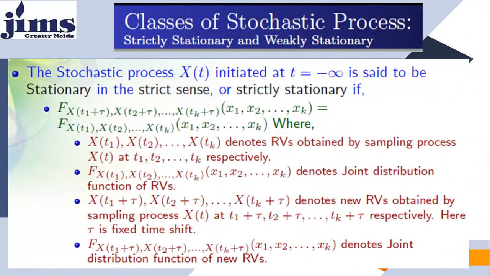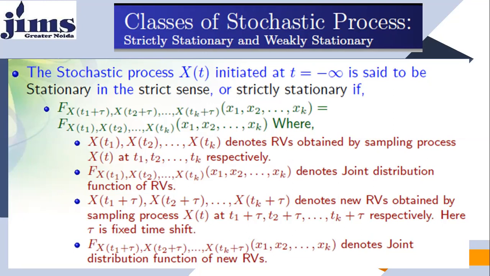A stationary process, strict stationary, or you may say strong stationary process, is a stochastic process whose unconditional joint probability distribution does not change with a shift in time. This is the basic definition of a strict or strong stationary process.